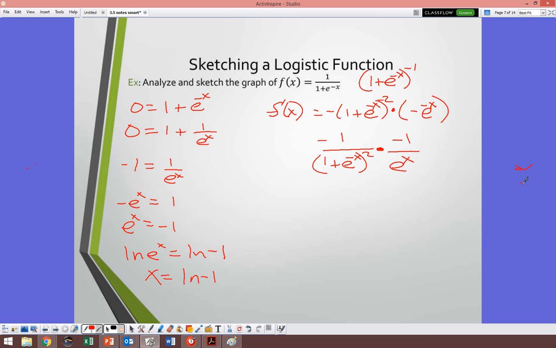But then you could do it. So if I expand that, hopefully it'll clean up. Let's see if I expand it, what do I get? So it's going to be 1 plus 2 e to the negative x. It is still negative.